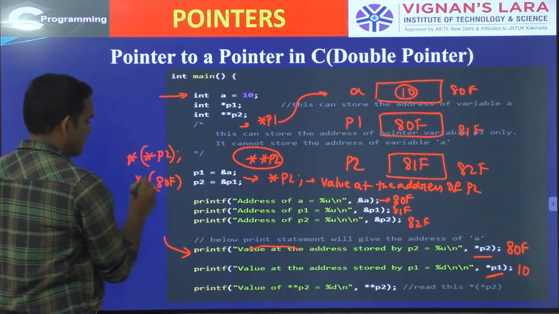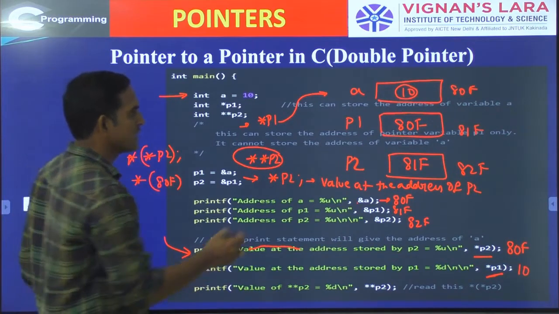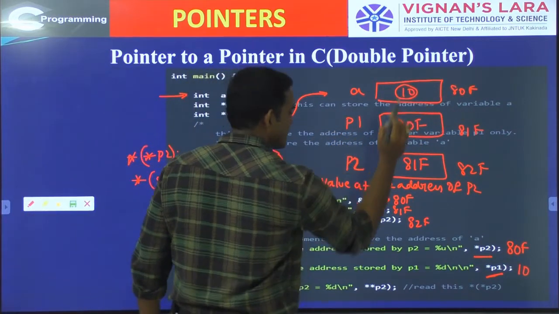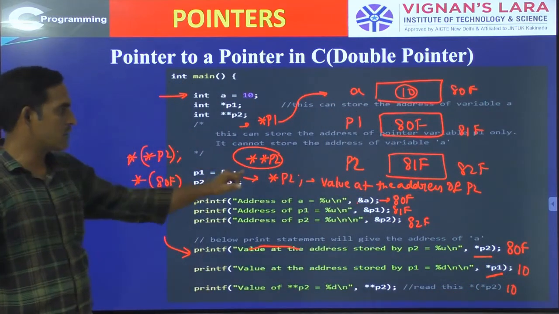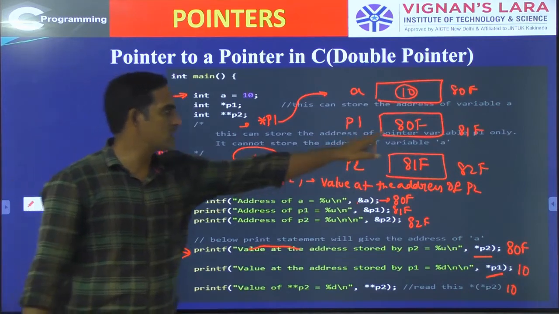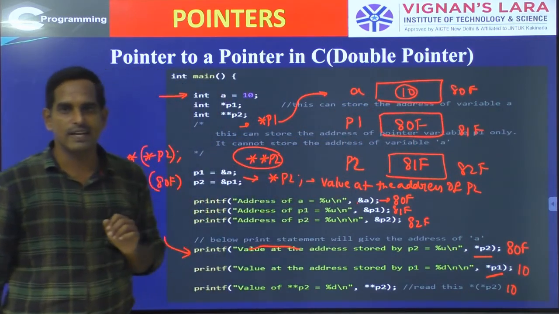Okay, next, again you have dereferencing, that is, value at the address of 80F. Value at the address of 80F, that is 10. So that is how your star P2 will work, and star P2 means it will print this value. Star P2 means it will verify your 10 value.